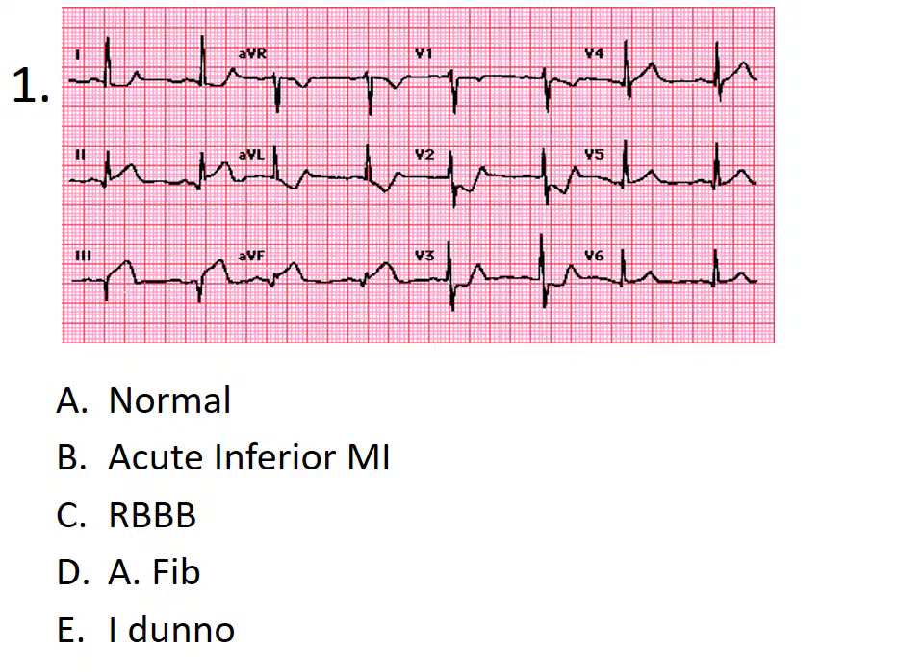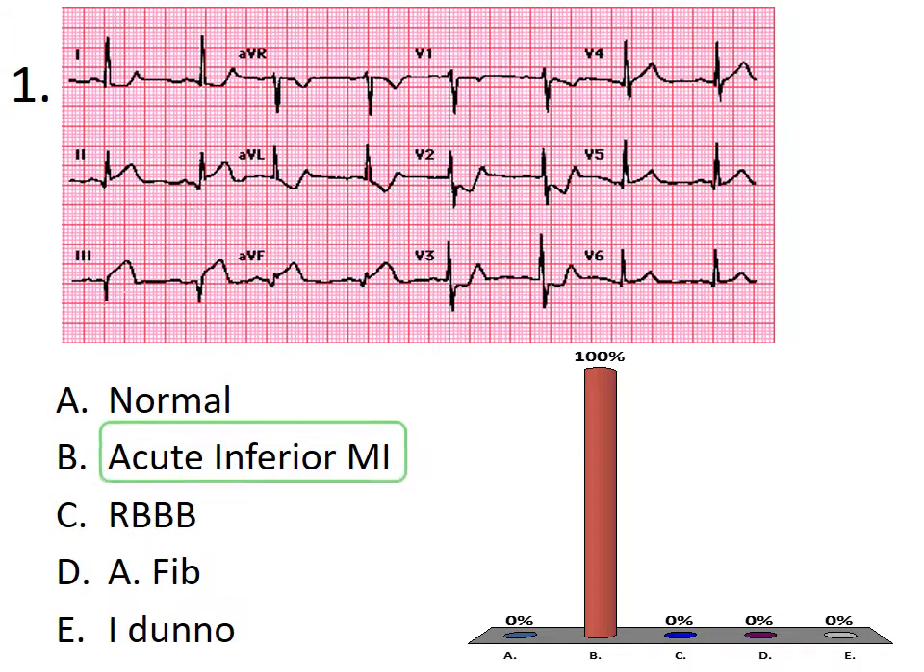Not normal. I don't see a right bundle branch block. There's no bunny ears in V1, V2, V3. It's not atrial fib, because if I look at this, I do have some P waves on here before QRS, especially look at lead 1, you've got P wave, QRS. Acute inferior MI, right? 2, 3 and AVF, inferior leads.